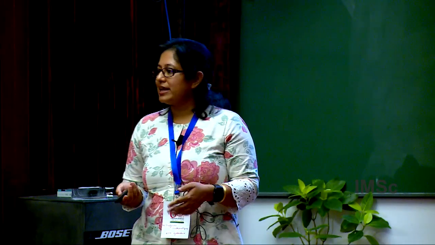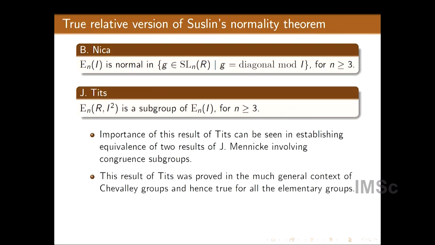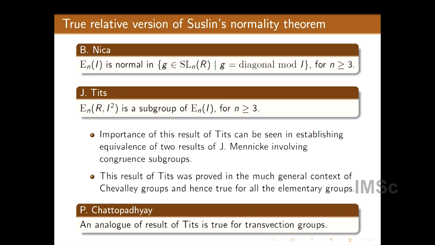Due to that, I was interested to study Tits's result, and what I observed is that Tits had already proved this result for Chevalley groups. So this result is already known for the elementary linear group. The question is whether it is known for the transvection groups also. That was one of the recent results, where I have shown that Tits's result is true for transvection groups also. So here is my presentation regarding Suslin's normality theorem and the true version of Suslin's normality theorem.